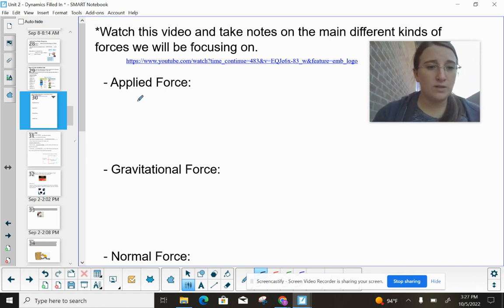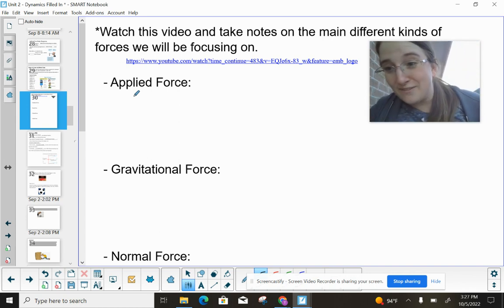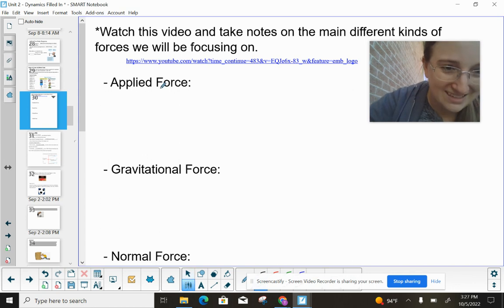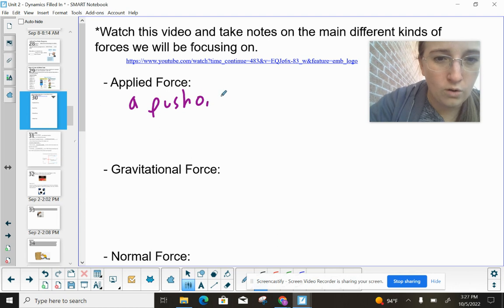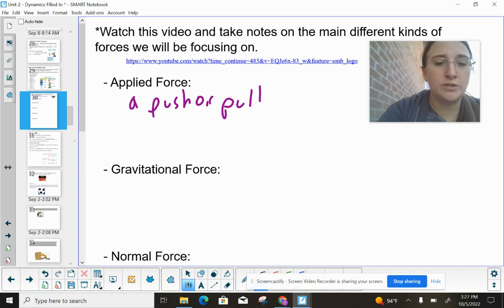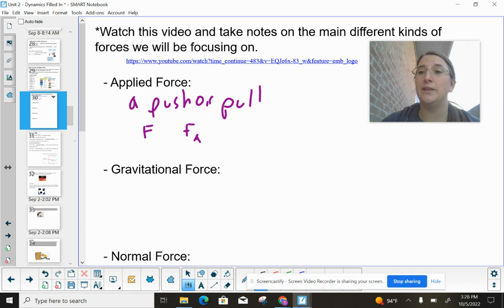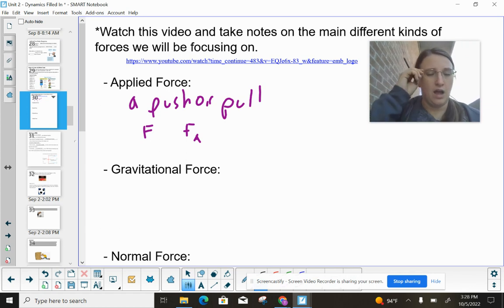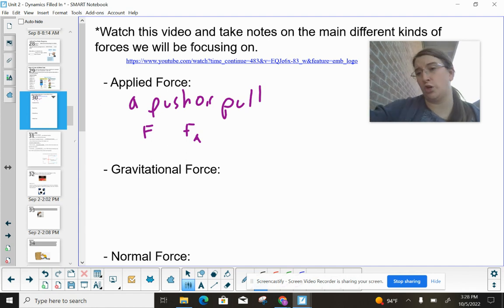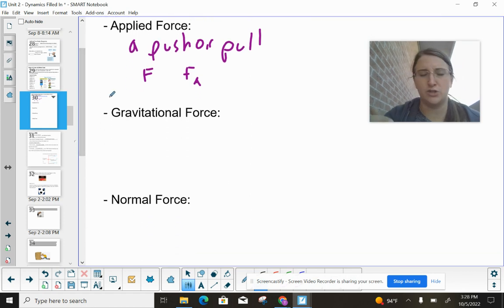So, an applied force is just a push or a pull. I have a stylus, I forget my computer has a stylus, so I can write this. An applied force is a push or a pull. Usually we just write F for this, or we can put FA for applied force. That's a direct contact type thing. Usually if it's just somebody pushing or pulling, we call it an applied force. Just some outside force, not anything special.